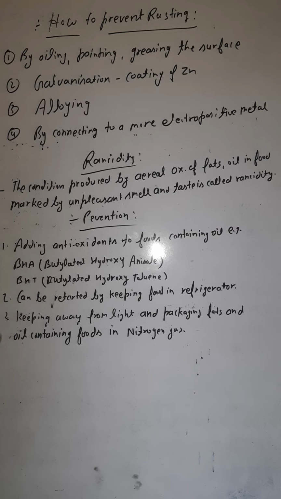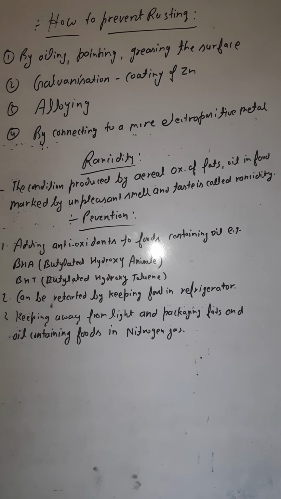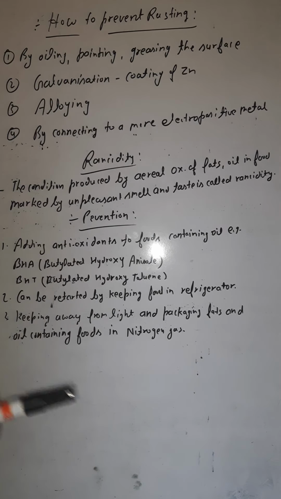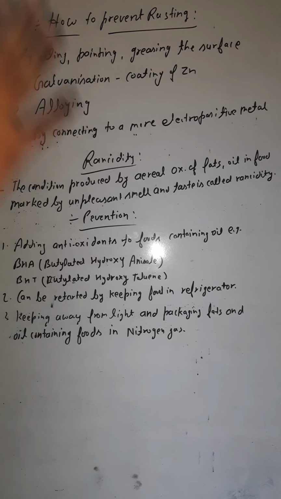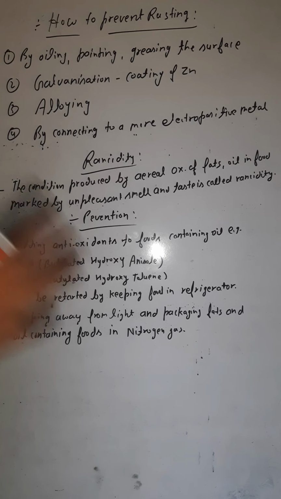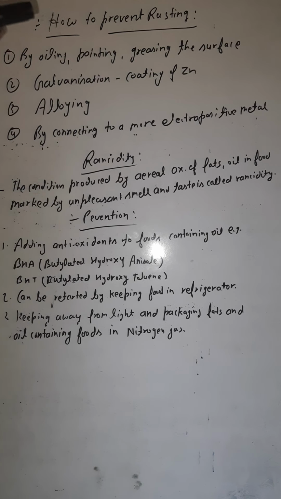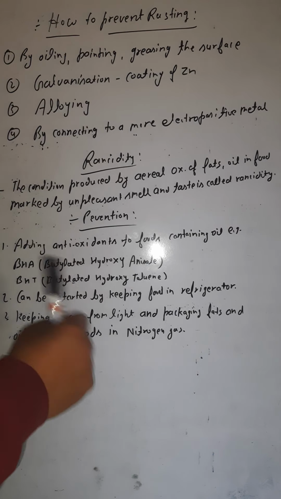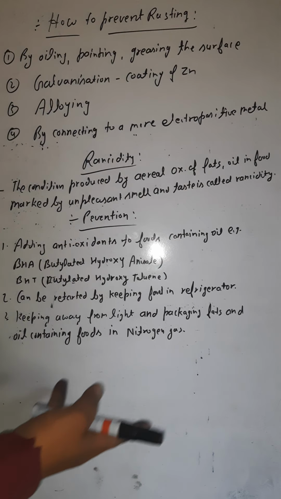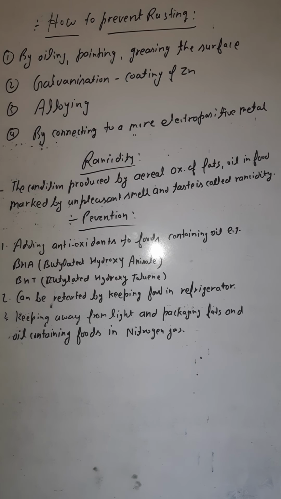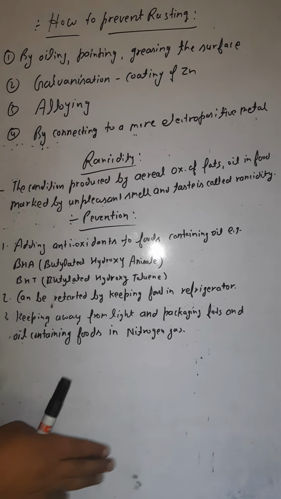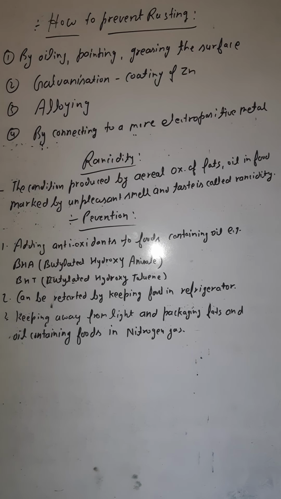At the same time, you can prevent it at home also. The rancidity process can be retarded by keeping food in the refrigerator. If you keep the cooked food in the refrigerator, we can prevent rancidity. One more method is keeping away from light. You might have seen that some items you get from the market have written on them, keep it away from light. Why is it so? Because it prevents oxidation.